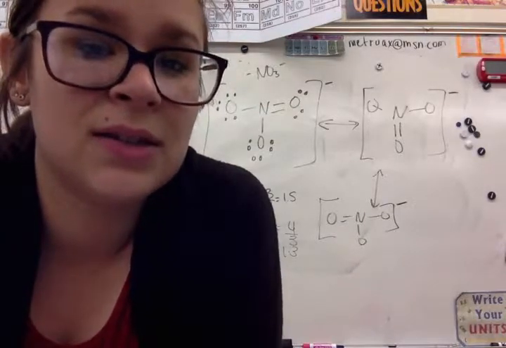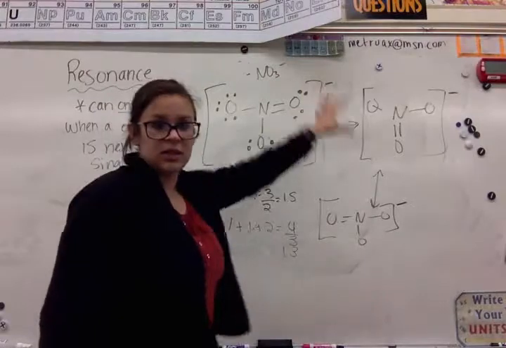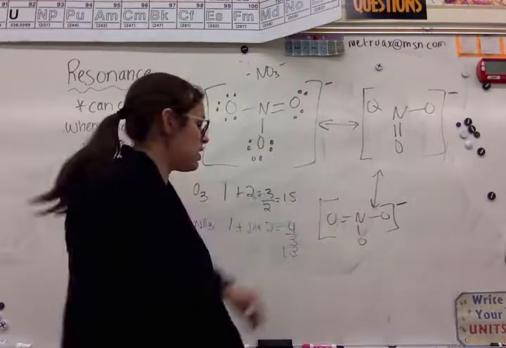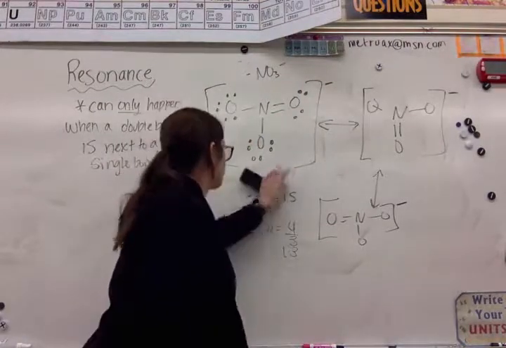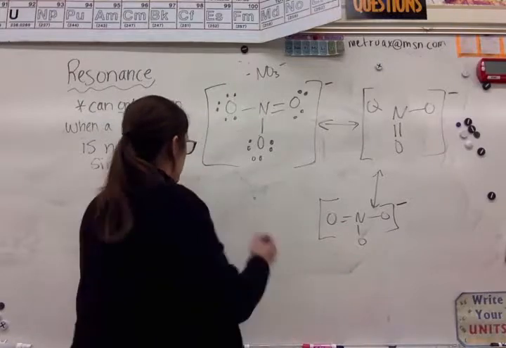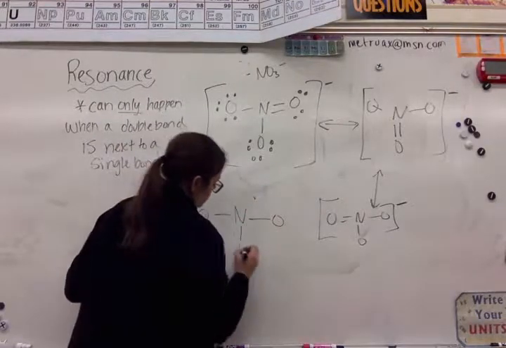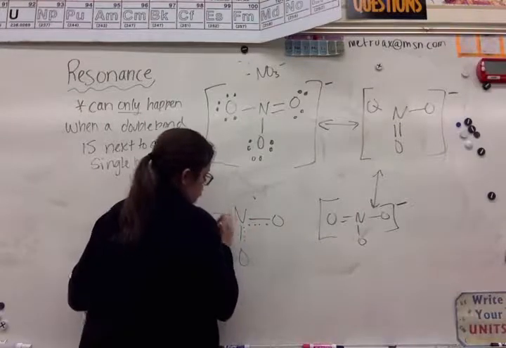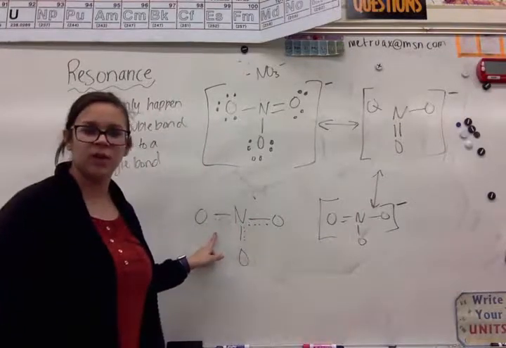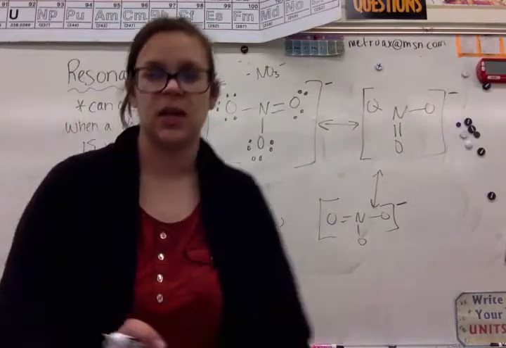The key for resonance is that these three things are happening at the same time. So each bond gets partial character and looks like this. Weird half double bonds on each one. And that's resonance.